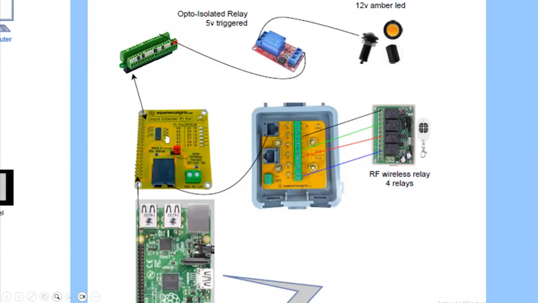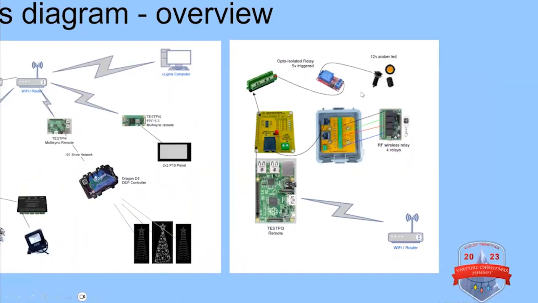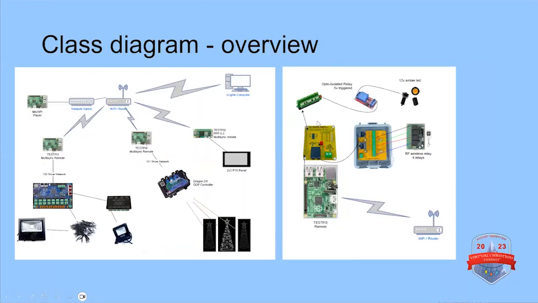Now, one nice thing about the Experience Lights hats for input control is they have a header extension. And so I have this breakout header extension plugged on top. And then I'm connecting to this triggered relay for a GPIO output. So that's on a different GPIO pin that's going to be outputting to a relay, which is going to control this little amber LED light. So that's the gist of the physical setup, right?